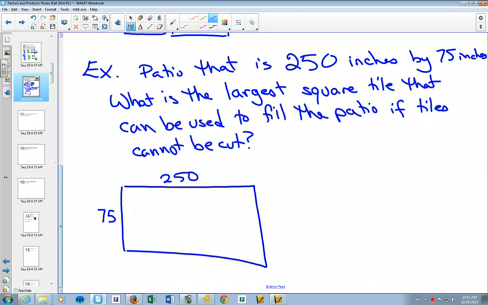Now, you could buy 1-by-1 tiles. Could you see that 1-by-1 tiles would fill this whole thing up, and that would be great? Because one divides both 75 and 250, but those wouldn't be the biggest ones, right? We can't buy 2-by-2 tiles, because 2-by-2 tiles would fit along the 250, but 75 isn't an even number.